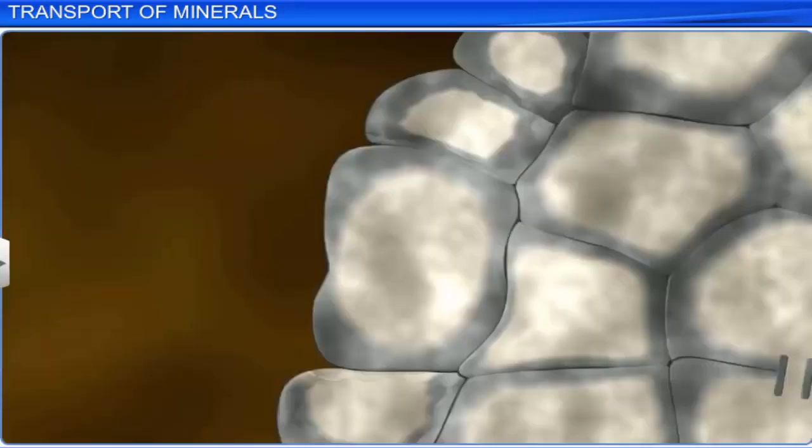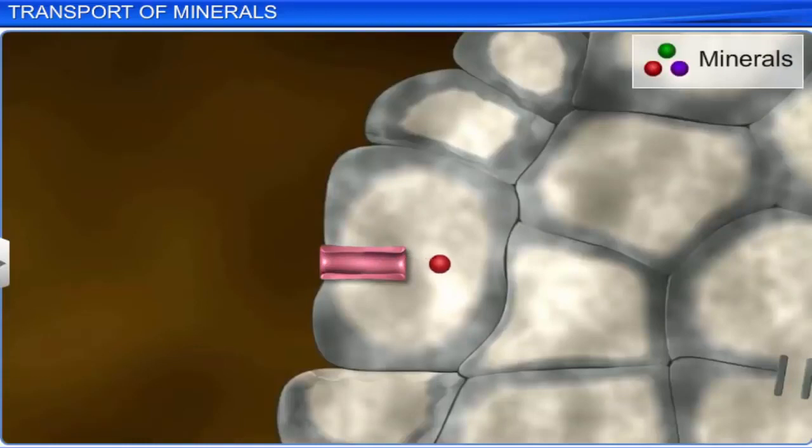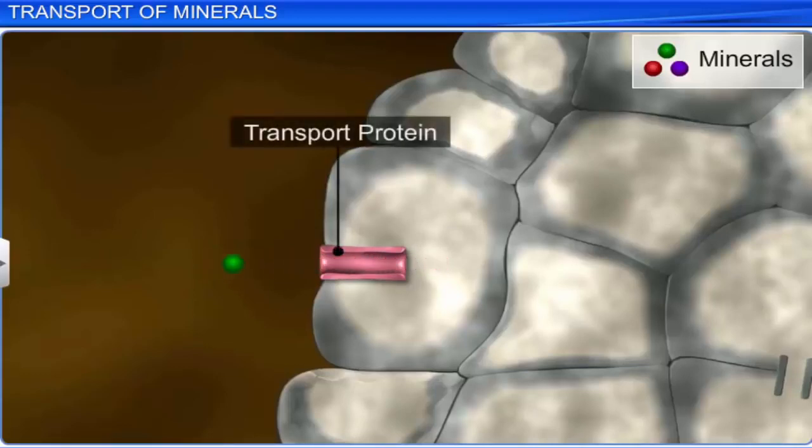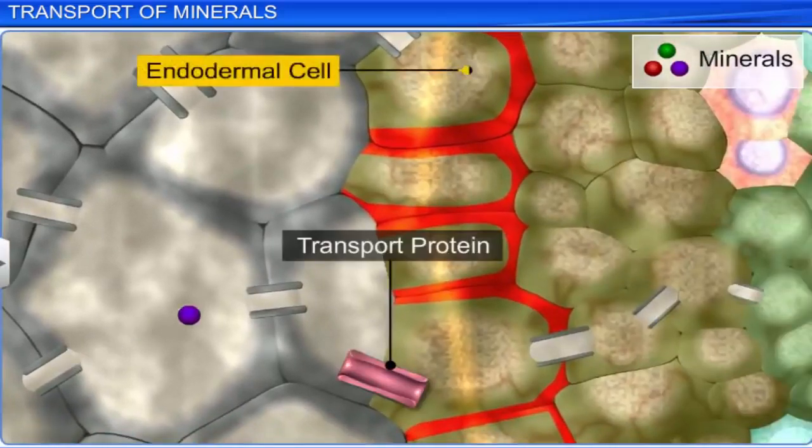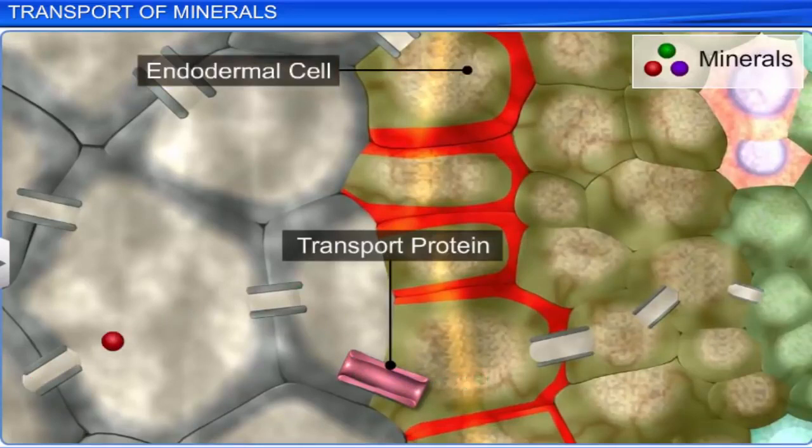Furthermore, the membranes of root hair cells have some specific proteins such as calcium ATPases called transport proteins, which actively pump ions into the epidermal cells from the soil. The endodermal cells of the root also have many transport proteins embedded in their plasma membrane. These transport proteins serve as control points, where they adjust the quantity and selectively allow certain types of solutes to cross the membrane to reach the xylem.